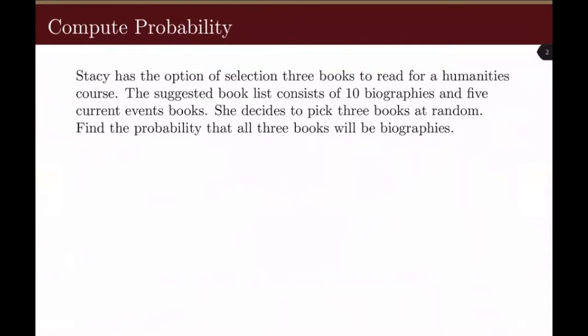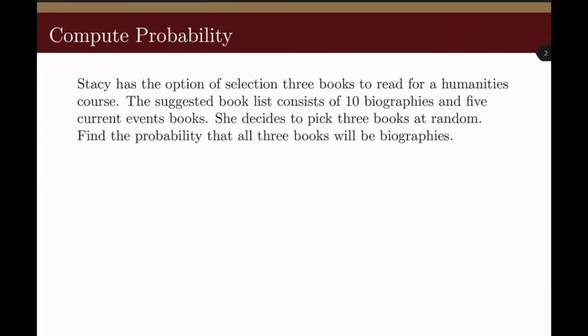We're going to start off with an example. Stacy has the option of selecting 3 books to read for a humanities course. The suggested book list consists of 10 biographies and 5 current events books. She decides to pick 3 books at random. Find the probability that all 3 books will be biographies.